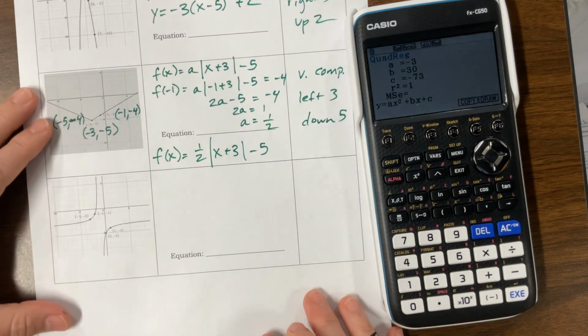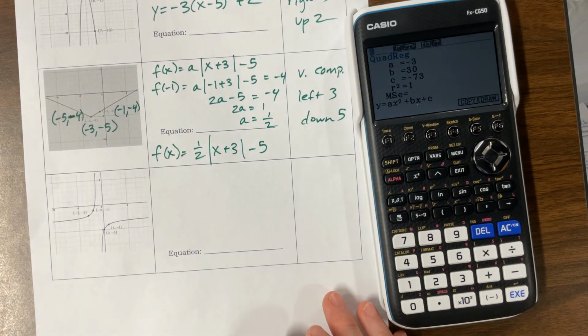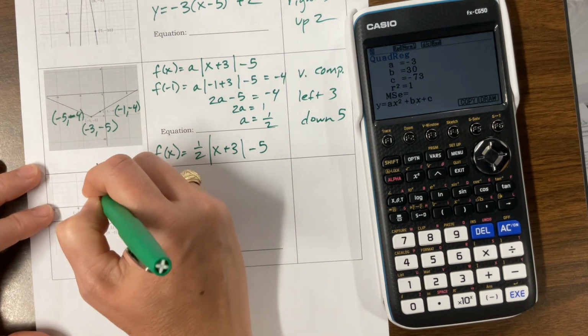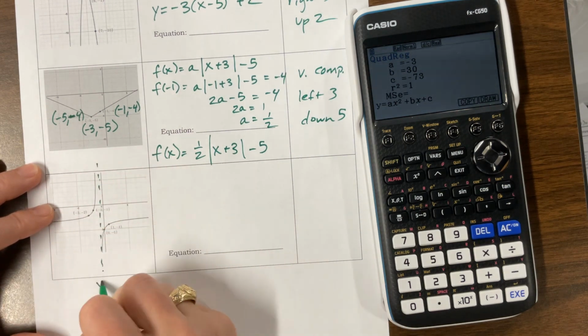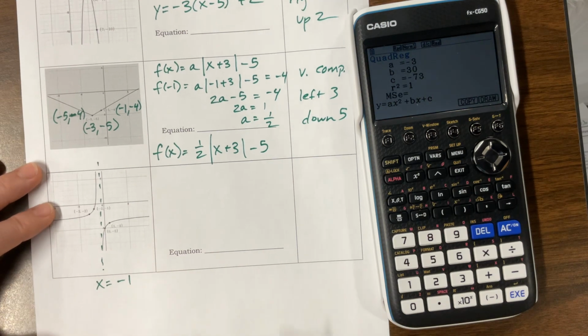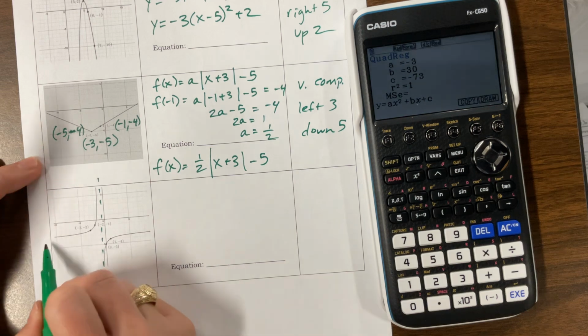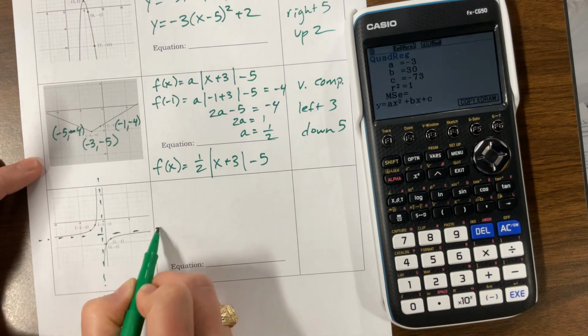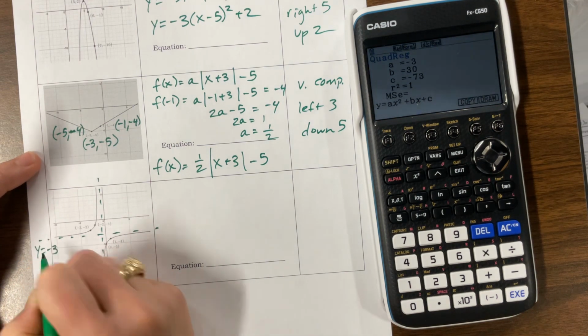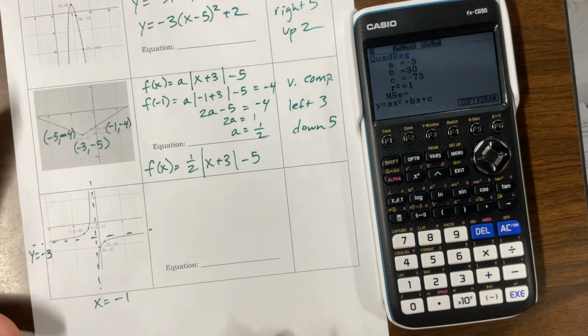Okay, this looks like a rational function to me. I hope there's no stretch. That makes life harder. Okay, what do I see? I see an asymptote here. I had to look at the computer screen. I see an asymptote at x equals -1, and I see an asymptote at y equals, I think, -3.